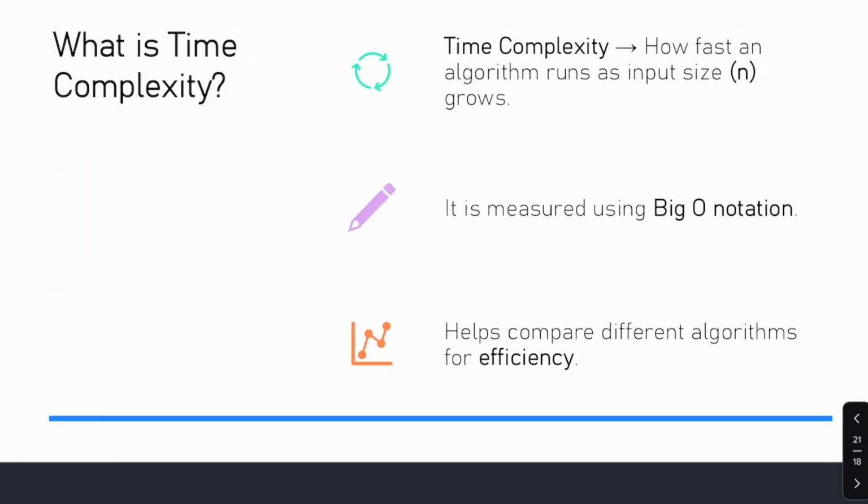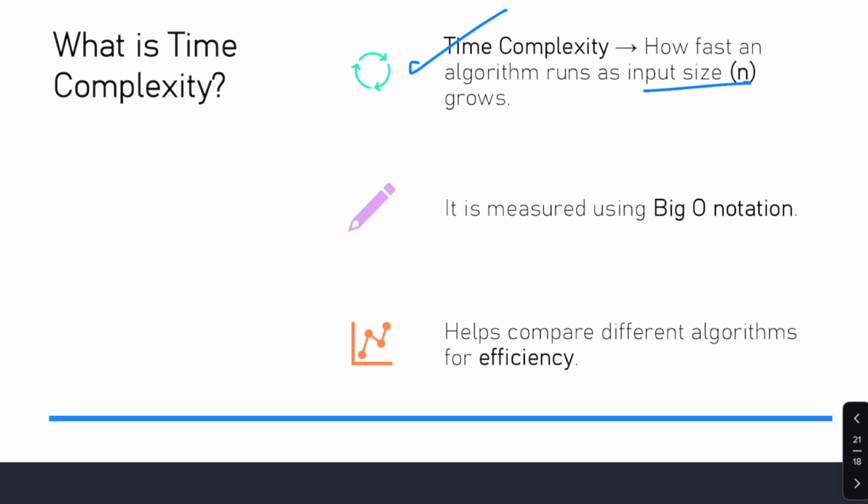So what is time complexity? In the previous video, we had a brief introduction to time complexity. Time complexity is a way to measure how the execution time of an algorithm increases as the input size n increases.